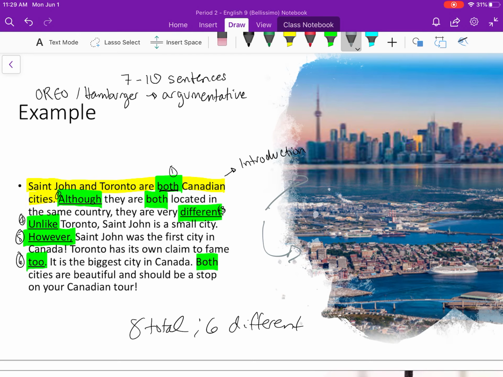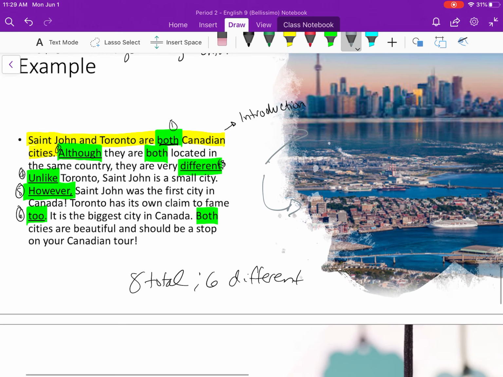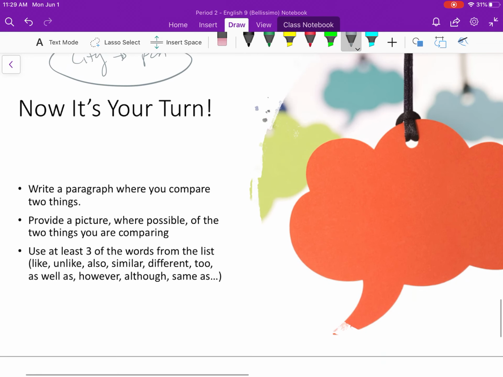It would be very difficult to compare something like a city to a pen. You can do it, but let's start off nice and easy. Show me that you have this nice strong foundation. So choose a category, and I'm going to ask you to write. So you're going to write a paragraph, and again, I want it to be about 7 to 10 sentences in length, where you're going to compare 2 different things. So use that Venn diagram to help you plan if that's helpful for you.